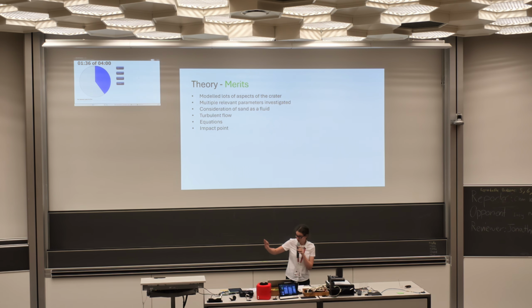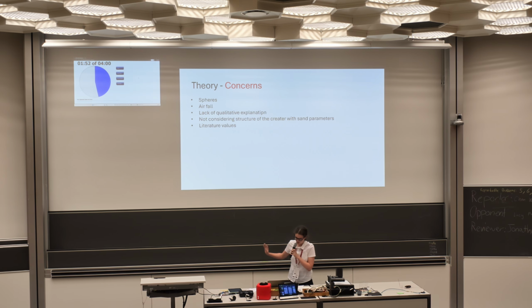I thought the quantitative model was detailed enough, and the discussion of the impact point is also quite helpful, as it is largely what causes the jet to shoot up and create the crater. In terms of the problems with the theory, the modelling as uniform spheres was quite problematic, given that it doesn't consider the granular properties of sand, including how grains interlock, the friction against each other, and the irregularities that occur.